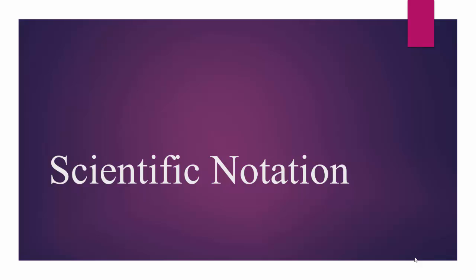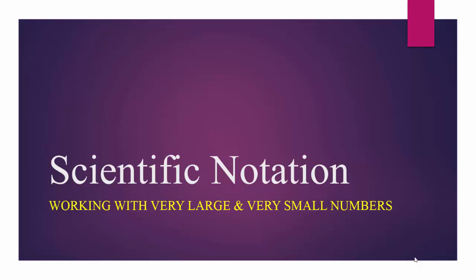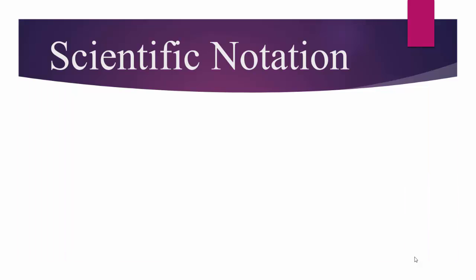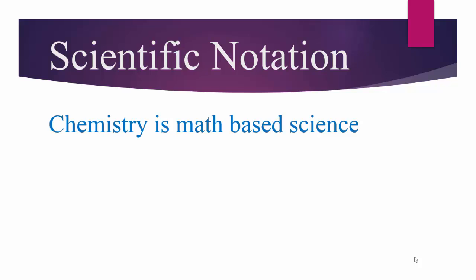Welcome to the first video of the first section of the academic chemistry class. The first section is on math for chemistry, and we're going to be dealing with scientific notation for this video and the next video. And in this video, we're going to deal with scientific notation and working with very large and very small numbers.